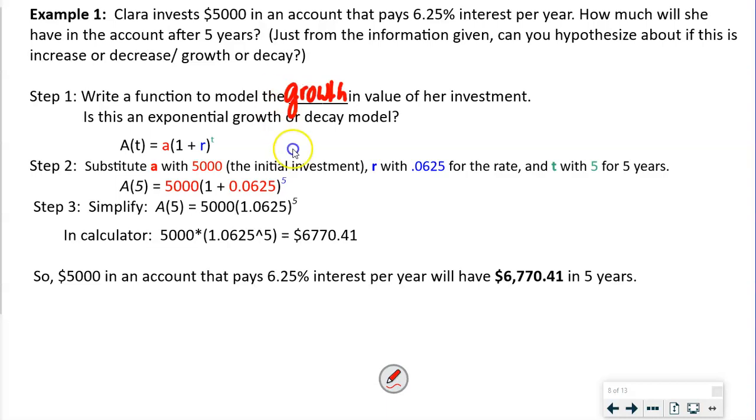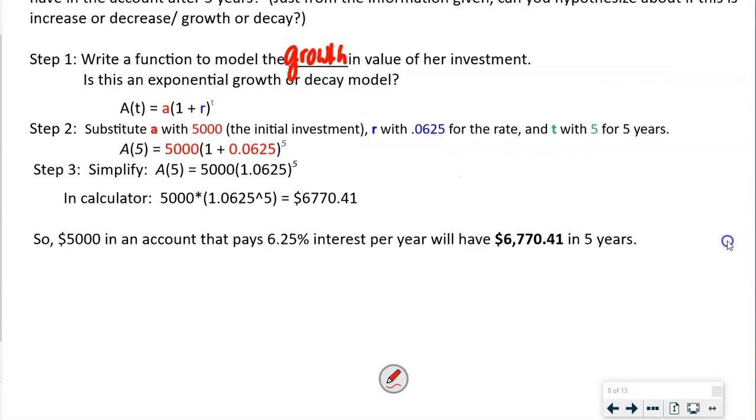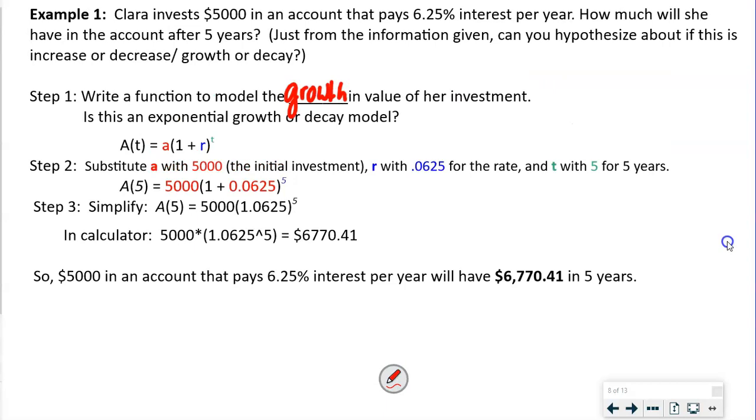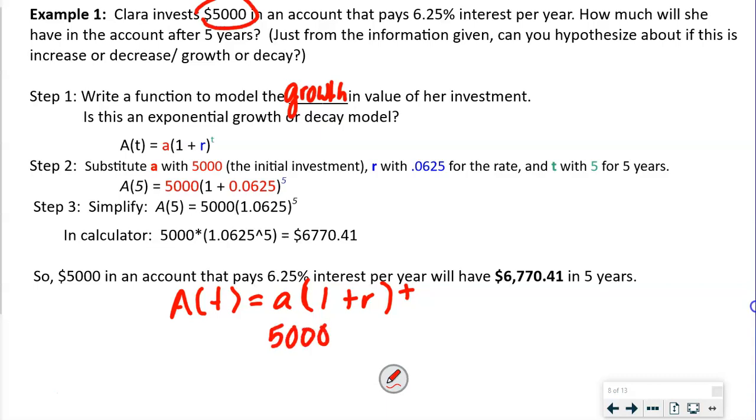So I want to talk through all of this, and I'm going to actually work this problem down here on the bottom, just talk you guys through it all. So first of all, it says $5,000. So I want to go ahead and write my formula, A(t) equals a(1 plus r) to the t. So this a right here is our initial investment. It's $5,000 right there. Then I've got 1 plus r. That is our rate of interest right there.